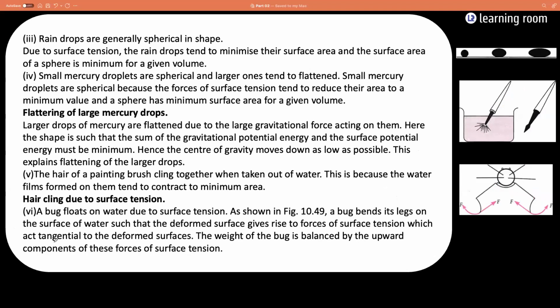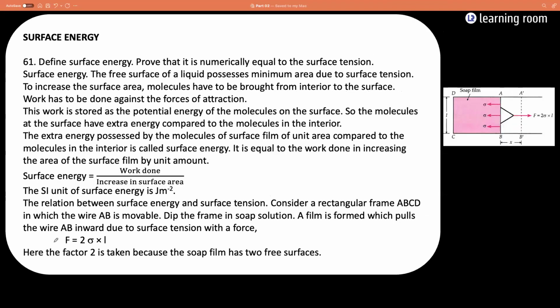So these are all some real-time applications. Now the next concept is about surface energy. What is surface energy? Whenever I say this word energy, what do we generally calculate? We generally calculate the work done. So we need to define the surface energy, and we need to numerically prove that it is numerically equal to the surface tension.